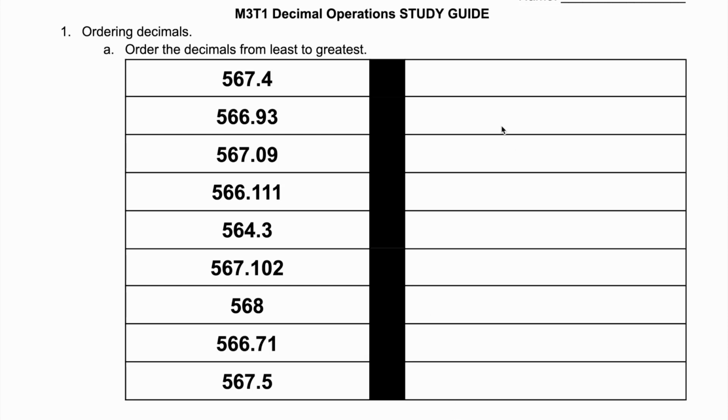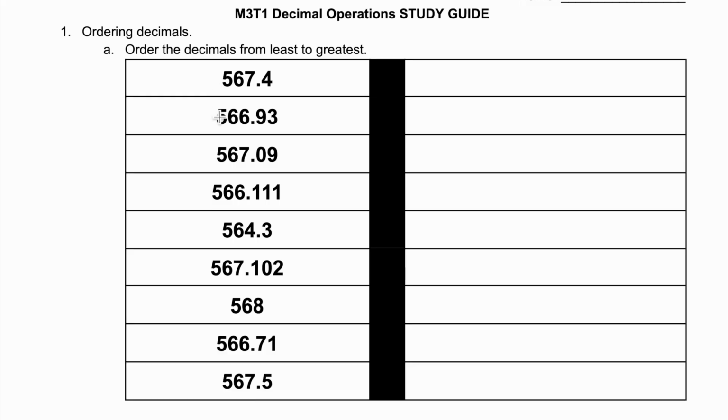Hi math friends, we're going to check out our decimal operations study guide here. When we look at this, we have to be really careful with how we're reading it. This one says that we need to order from least to greatest. Now when I do that, that means that I want the lowest one first.